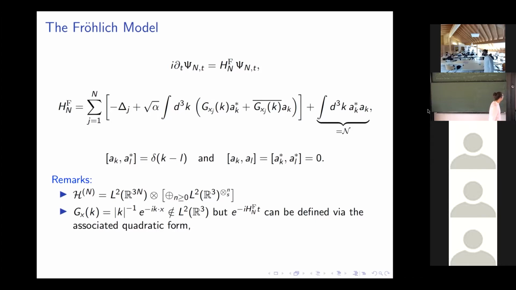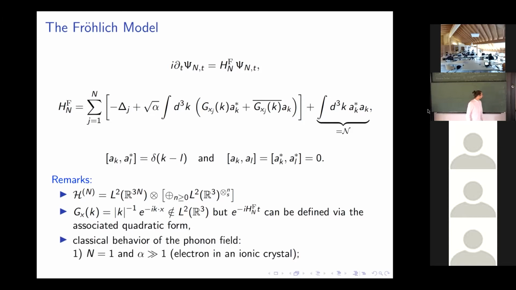And the Fröhlich Hamiltonian has a kinetic part. It has a field energy, which is just a number operator, because in this model the phonons have constant dispersion. And then one has a coupling term to the phonon field with a coupling constant square root of alpha, which is, so to say, a quantum field where the a and a star satisfy the usual commutation relations. And then one has this form factor G_x(k), which scales like 1 over k. In general, one must be a bit careful because it's not in L2. However, the Hamiltonian can always be defined via the associated quadratic form, and also the time evolution.